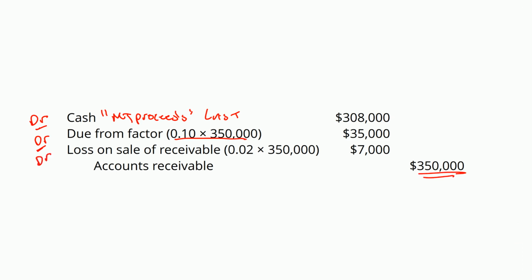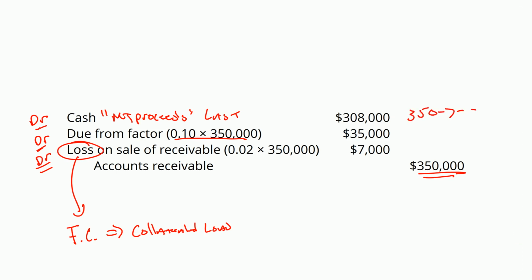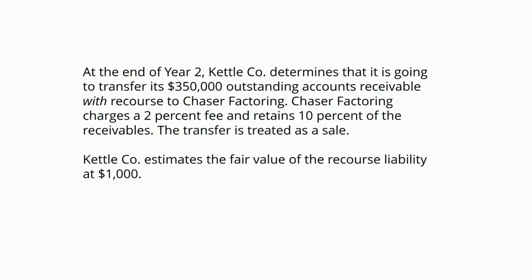We know we have a loss on sale, not a financing charge. A financing charge is when it's a loan, so it's a loss. Remember, financing charge, you see that when we have a collateralized loan. Okay, when it's a sale, it's a loss. Alrighty, $7,000. And then we back into the $308,000, the 350 minus the 7 minus the 35, and whoop, there it is. Alrighty, now let's take a look at another scenario.